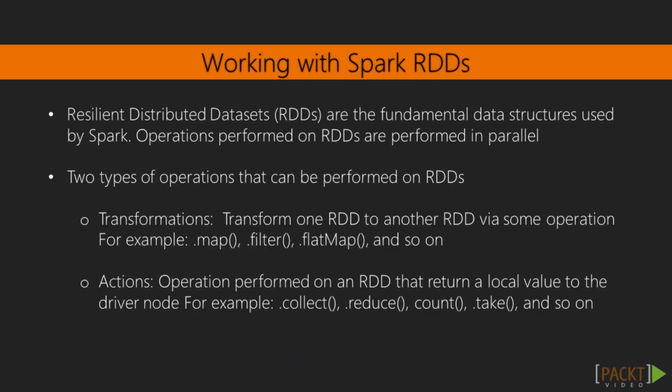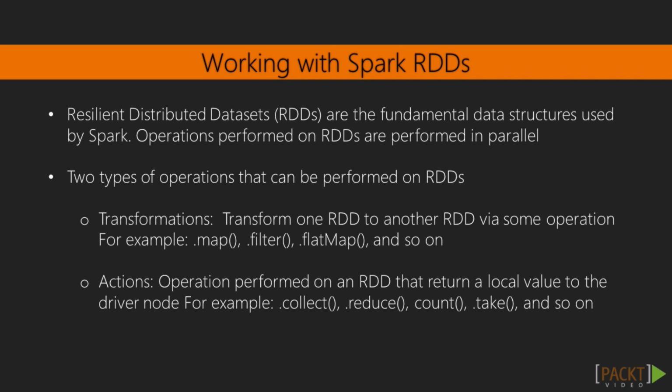The fundamental unit of computation in Spark is called a resilient distributed dataset, or RDD. An RDD is a linear data structure like an array or a list, with the difference being that its contents is distributed across the machines in the cluster. Therefore, all operations performed in an RDD are done in parallel.